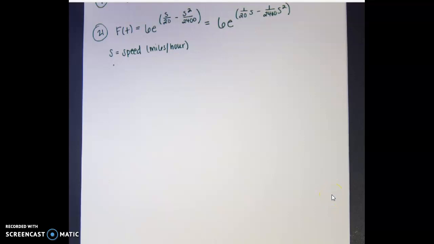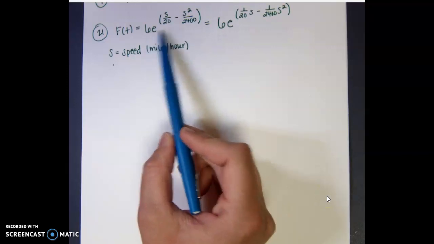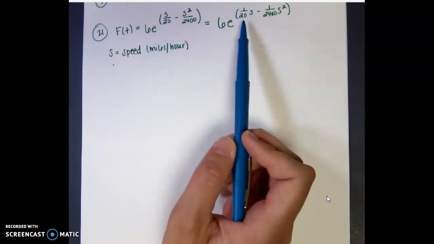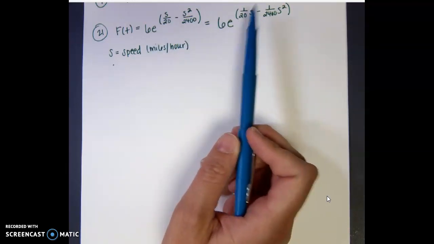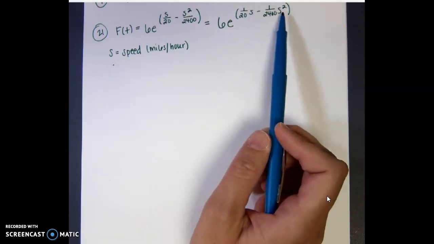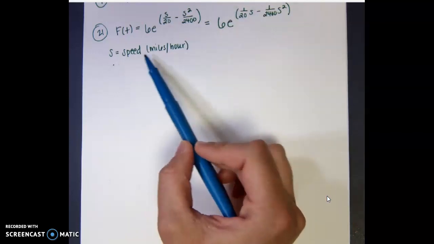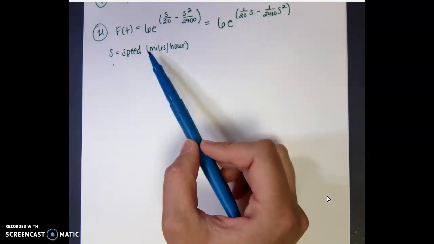Okay, so for number 21, it gives you this equation f of t, which tells you the fuel consumption of the car, which is in miles per gallon. So I have the fuel consumption here. They gave you this first equation. I did rewrite it as 1 over 20 times s, minus 1 over 2400 s squared. That'll make it a little bit easier if we have to find the derivative. It tells you s is the speed, and speed is in miles per hour.